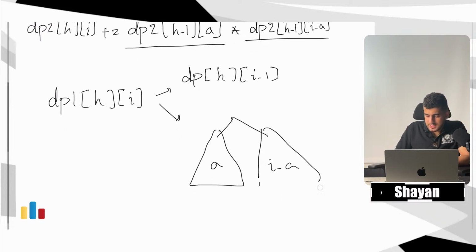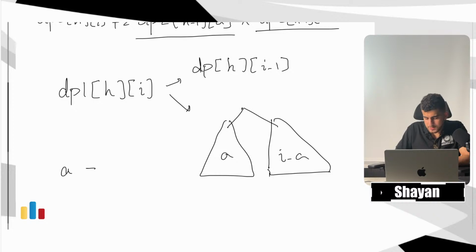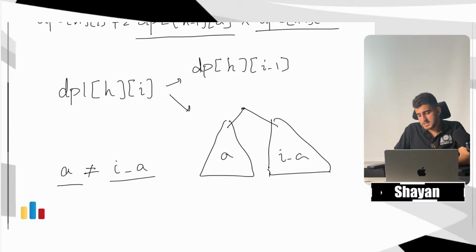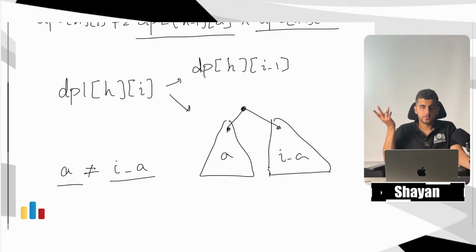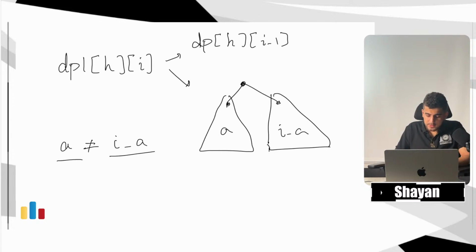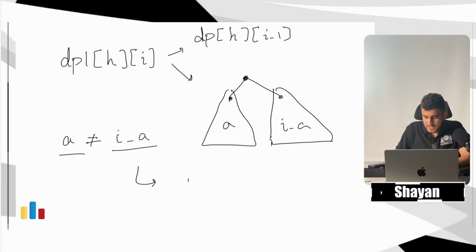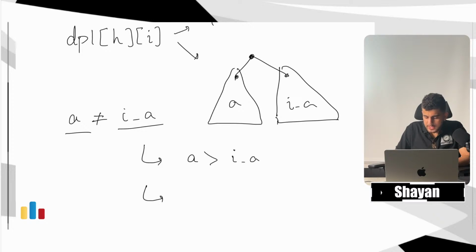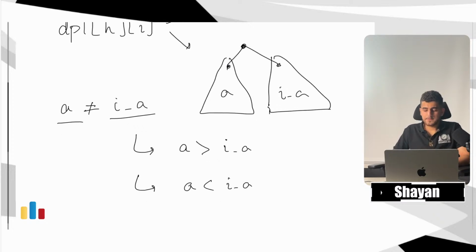Again, there are several conditions when I want it to be deterministic. First of all, a must not be equal to i minus a. Otherwise, this vertex has its two children equal, so even in the first step we will face two equal children. So they must not be equal. There are two cases: either a is greater than i minus a, or i minus a is greater than a.